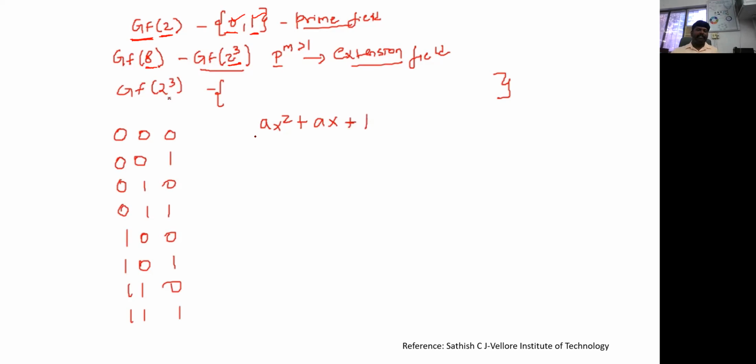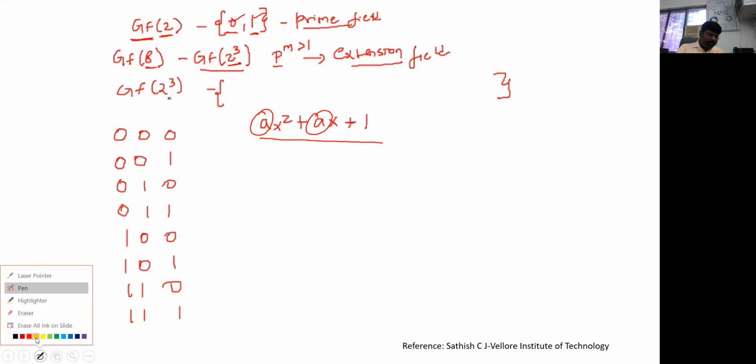Suppose I take a simple polynomial, ax square plus ax plus 1, where I have three coefficients, 2 power 3, right? Here a can be any value, whether it may be 0 or 1, whatever it may be. I'll take a different color so that you will get more clear. I'll take blue.